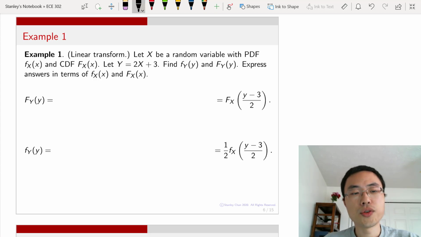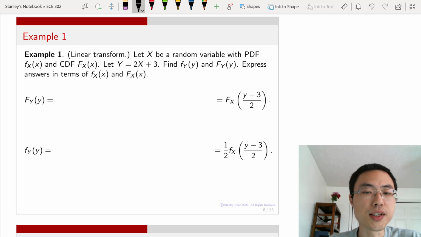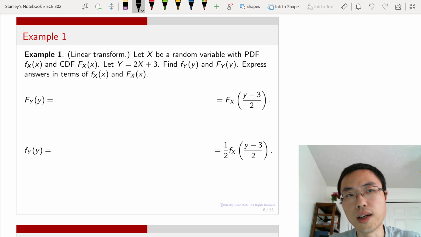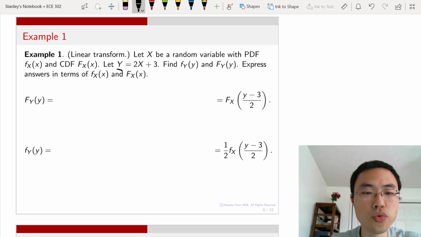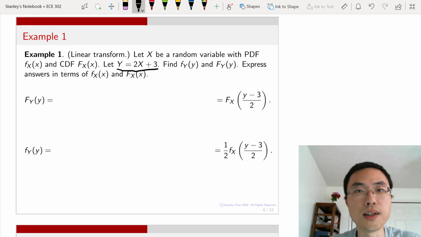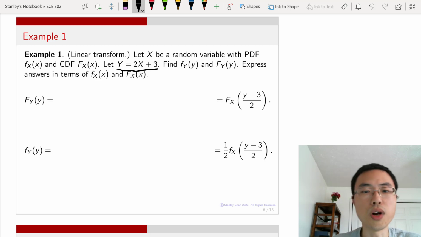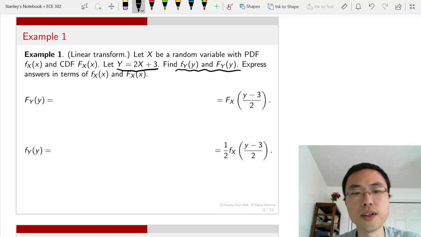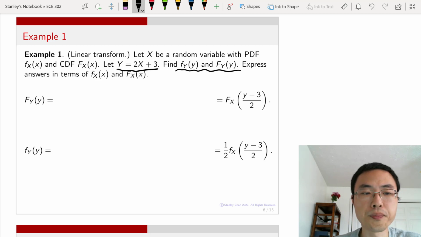Okay, let us work on example number 1. This example is a very simple example. It says that I have a random variable x. It has a PDF fx, and then it also has a CDF capital Fx. The transformation I'm assuming is y equals 2x plus 3. It's a linear transformation. It's a very, very simple problem. I want to find the PDF and CDF of the transformed variable y.